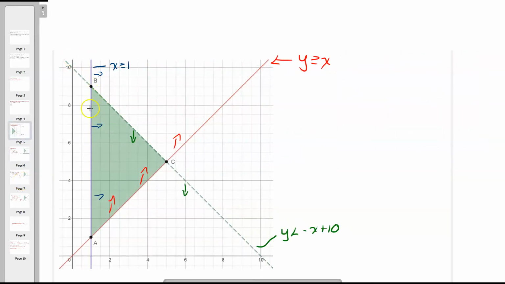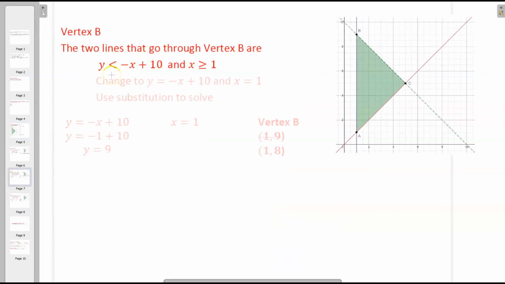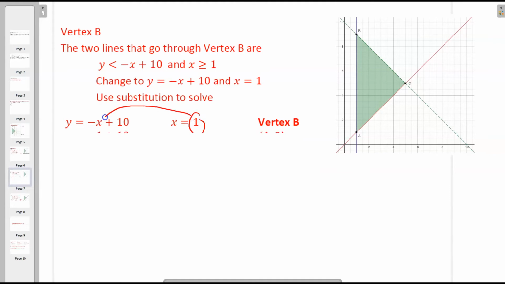Looking at vertex B, where we've got the intersection of x greater than or equal to 1 and y less than negative x plus 10, we go through again the same process. Again, we can convert both inequalities into equations and use the substitution method again to solve. So in this case, we can go ahead and take the 1 from here and substitute it in for x. So we get y equal to negative 1 plus 10, so y is 9.